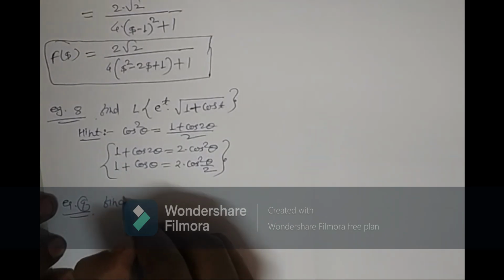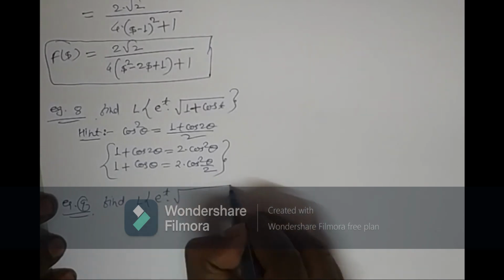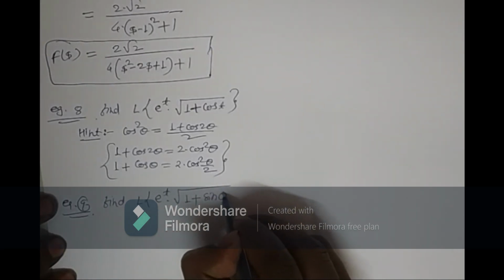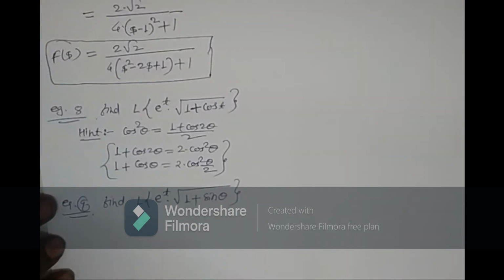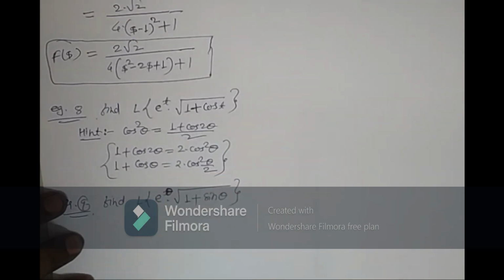So find the Laplace transform of e raised to t into under root 1 plus sin theta. So let us take here theta. Here also we can take theta. So, Laplace transform of e raised to theta into under root 1 plus sin theta. Now this example we have to solve.